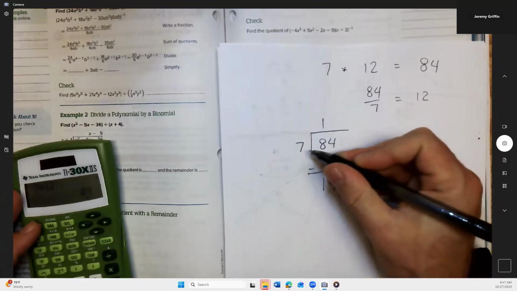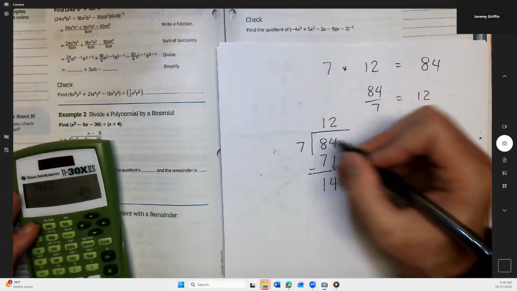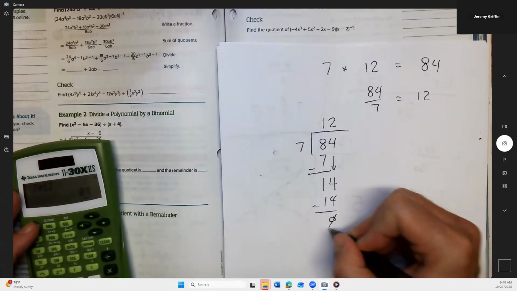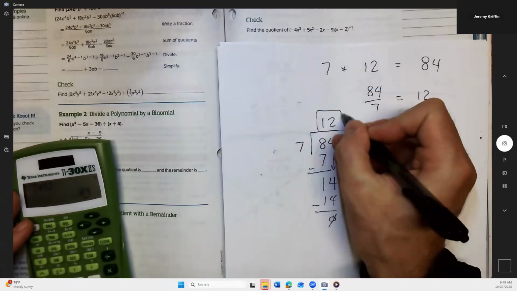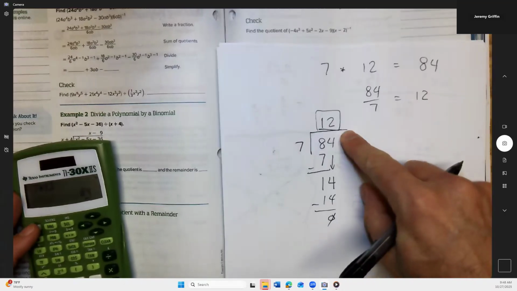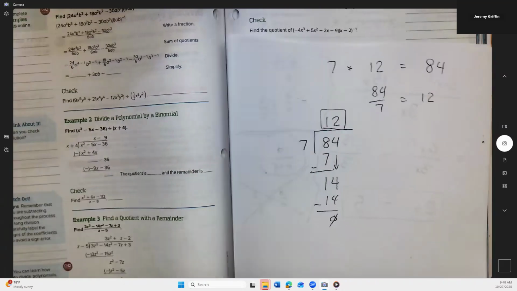All right, so how many times does 7 go into 14? 2. And then that 2 times 7 is 14. Subtract, you get 0. Once you get 0, then the process finishes. And here's the answer right here. Aha, exactly what you knew it was going to be. It's 12. Okay. Now, can you do that with polynomials?